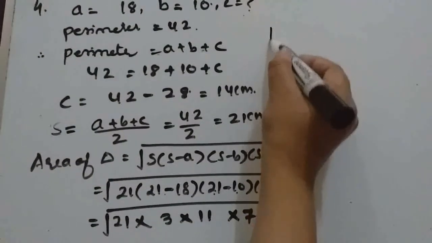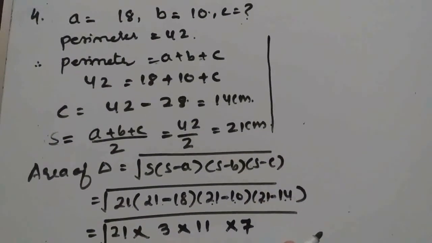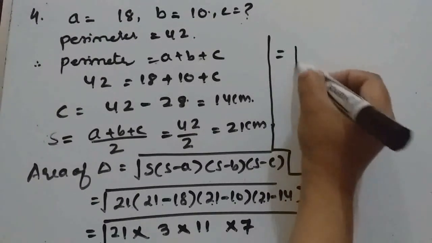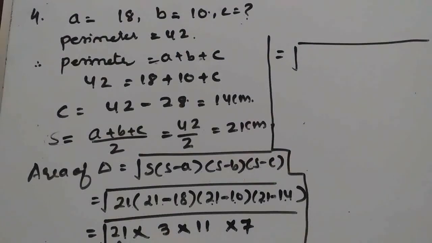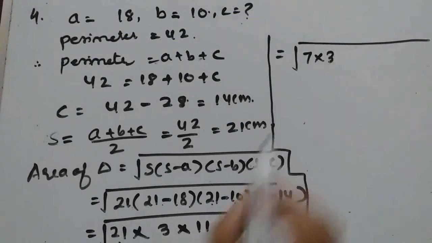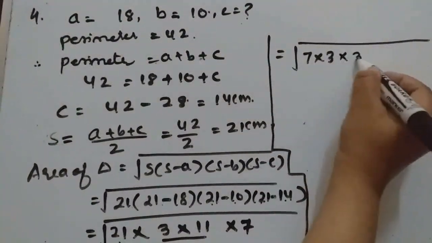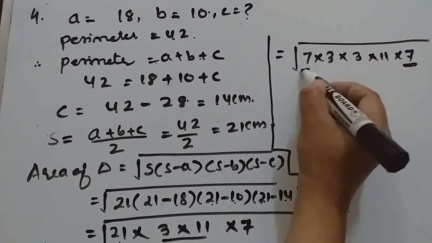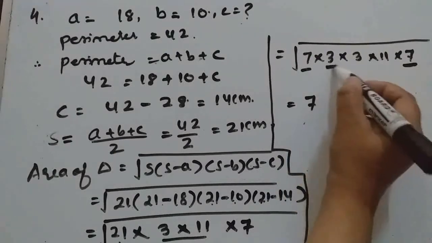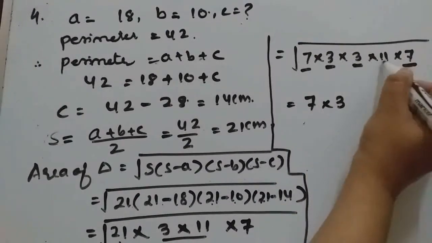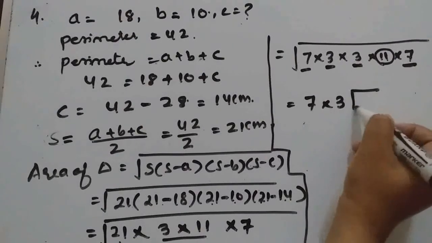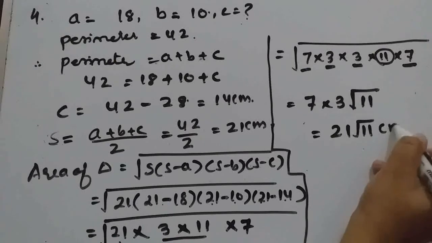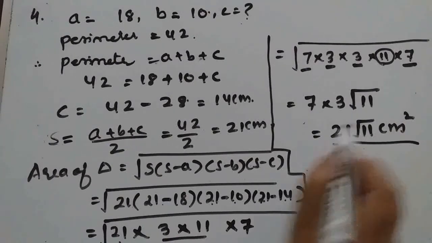Okay. So now see, this 21 we can write as 7 into 3. 3 into 11 will be the same. And 7. See, 7 has a pair, it will come out. 3 has a pair, it will come out. 11 doesn't have any pair, so it will stay in the square root. So 21 root 11 centimeter square is the area of the triangle.